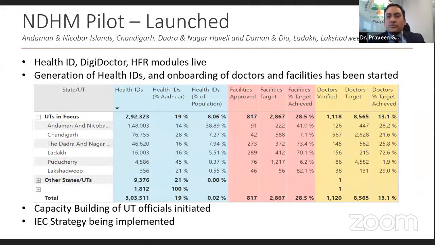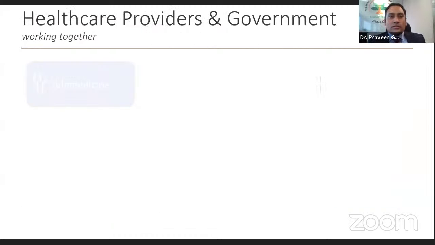These figures show that it was launched on 15th of August, not long ago. More than 3 lakh health IDs have been generated. Almost 800 facilities are already onboarded, and more than 1,000 doctors have also been verified by the concerned medical councils. Maharashtra, maybe we can consider coming in a couple of months.